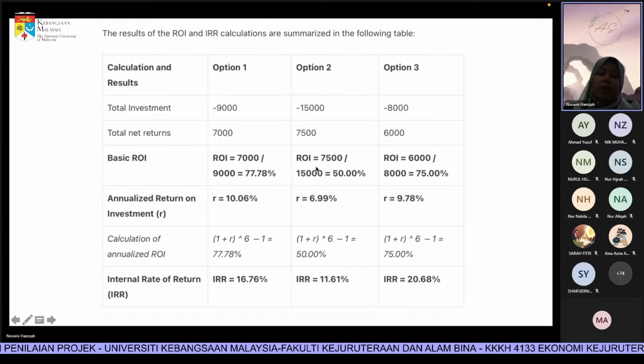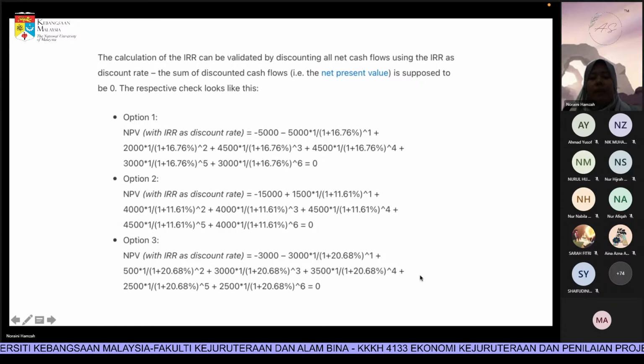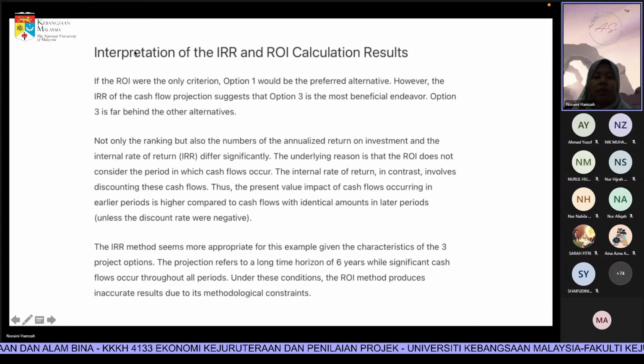Dia maksudnya betul lah you punya calculation of IRR yang menggunakan whatever method nak guna. Okay? Ni adalah untuk you double check semula. Can be validated, okay, by using the NPV punya formula. Bila you dapat jawapan dia semua sama juga dengan 0. Okay. So, interpretation. Nanti yang macam kita discuss tadi lah.